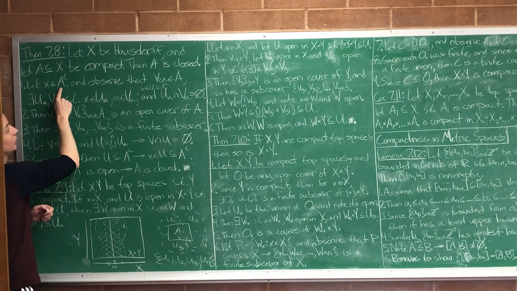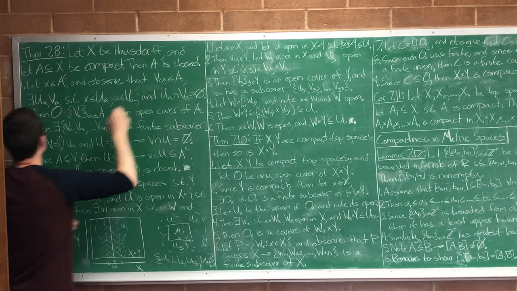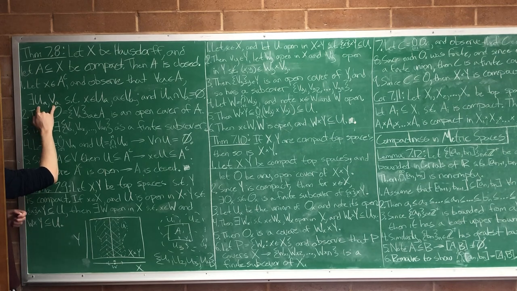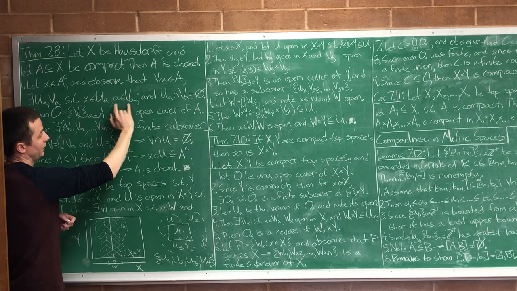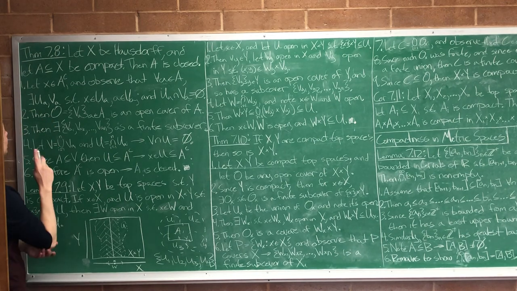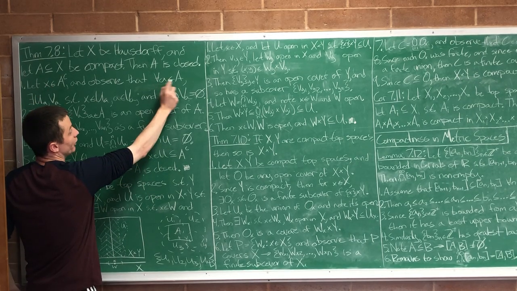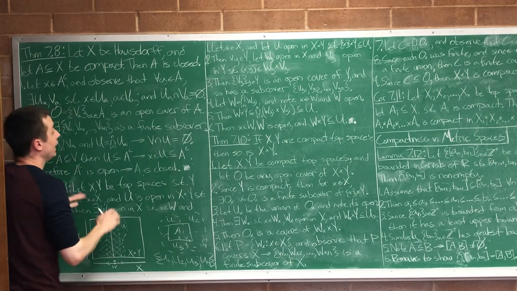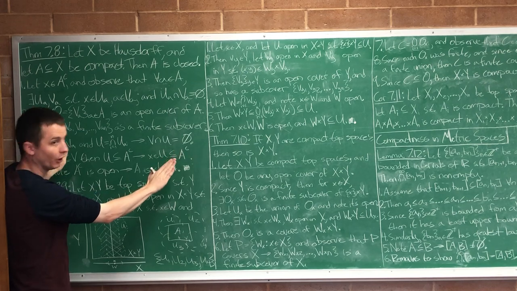So let little x be in A complement, and observe that for all little a's in big A, there exist U sub a and V sub a. We're going to be using the fact that X is Hausdorff. There exist U sub a and V sub a such that x is in U sub a, a is in V sub a, and their intersection is empty. So kind of a mouthful, let's say it again. I've got x at some point in A complement. Then for any little a I choose in big A, I can find two neighborhoods, one containing little a, one containing little x, with no intersection.